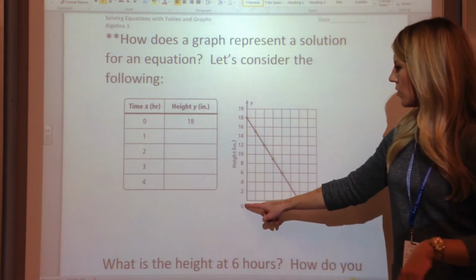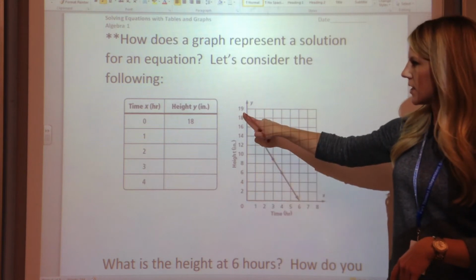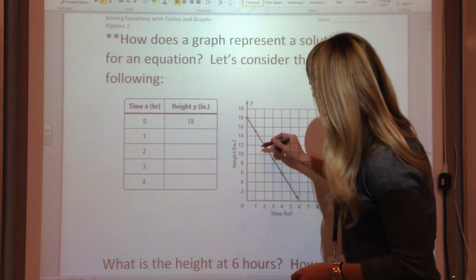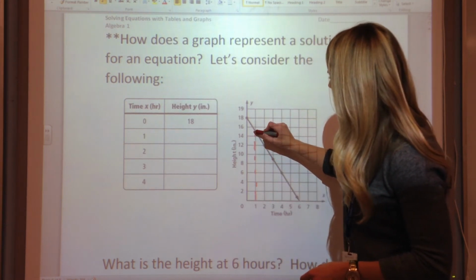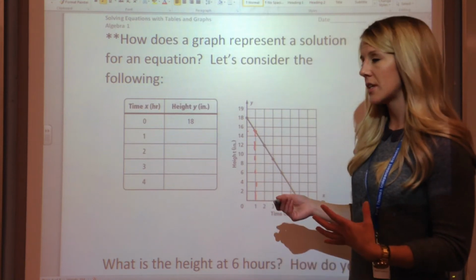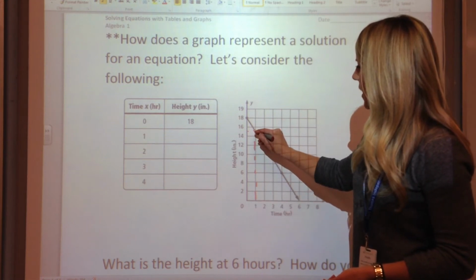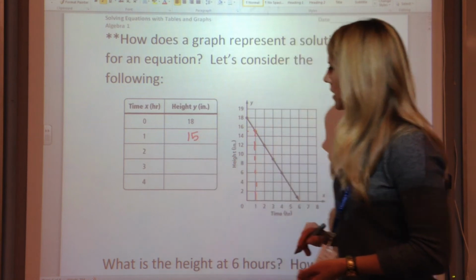So when x is 0, the height is 18. So when x is 0, y is 18. When x is 1, what is y? It looks like it's pretty close to 15. Now this is just an approximation because I don't know for sure, but it looks pretty close to 15. So I go to where x is 1 and I find where y is when x is 1. It looks to be 15.